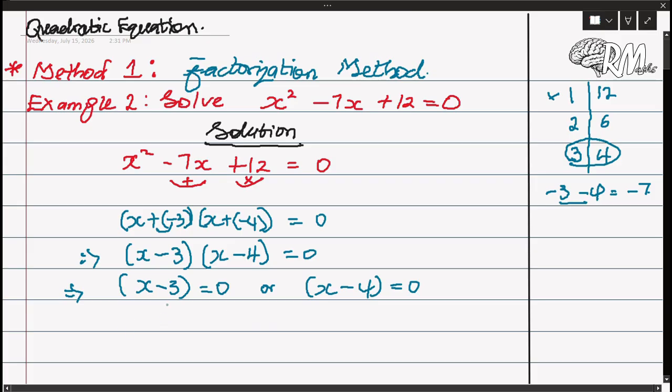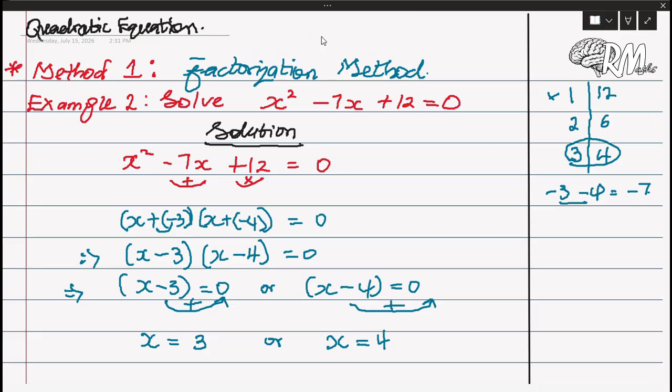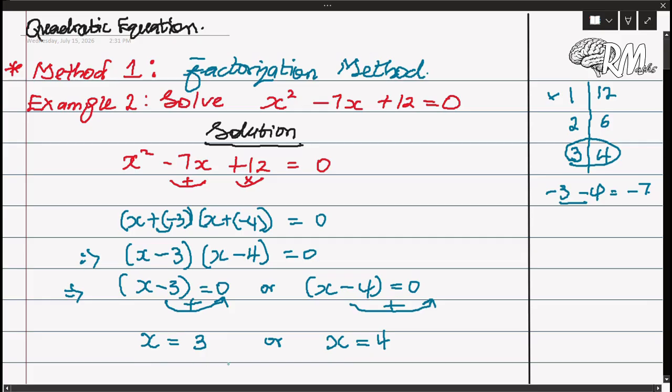Finally, I'm going to take minus 3 to the other side. When minus goes to the other side, it becomes plus. Then I have x equals 3. Remember, when minus 3 goes to the other side, it gives me plus, and also when minus 4 goes to the other side, it turns to plus. So finally we have x equals 4. So this is the final answer to this quadratic equation.